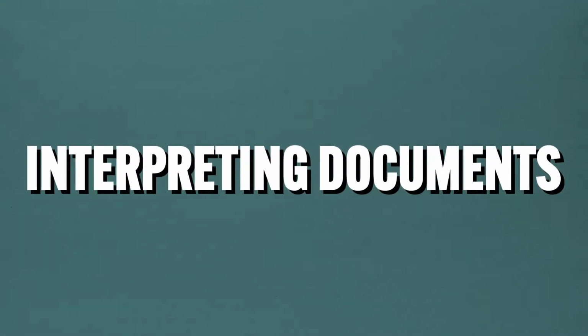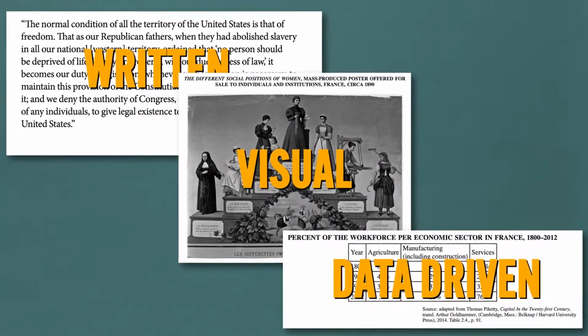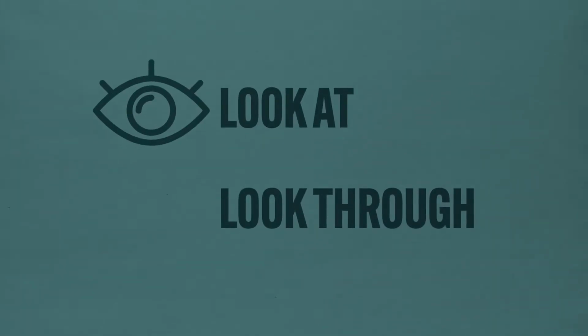So there are basically 3 kinds of documents generally that our students will encounter in our classroom. There are written documents, visual documents, and data-driven documents. And for all of them, the process of interpretation is pretty similar, and I break it down into a 2-part process. You look at, and then you look through.